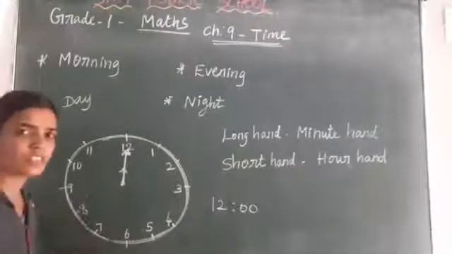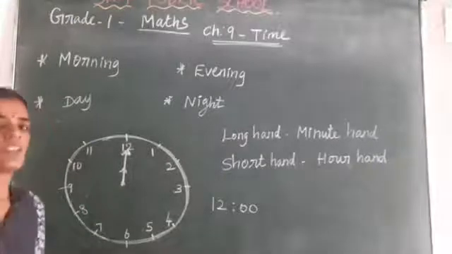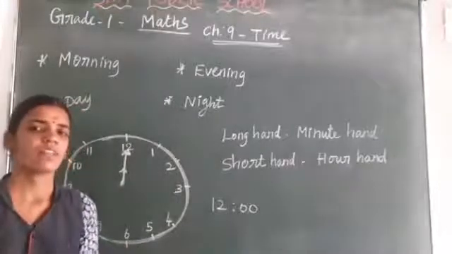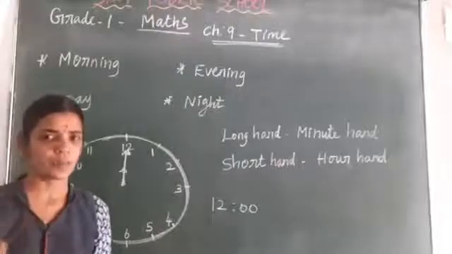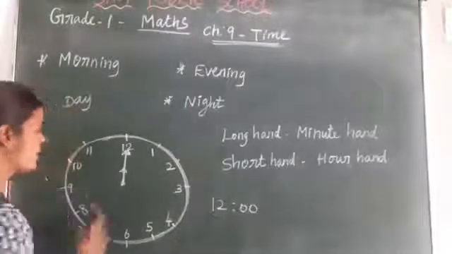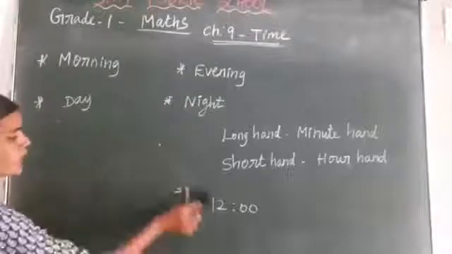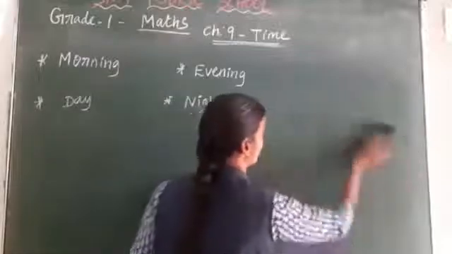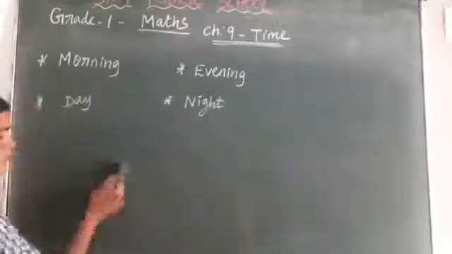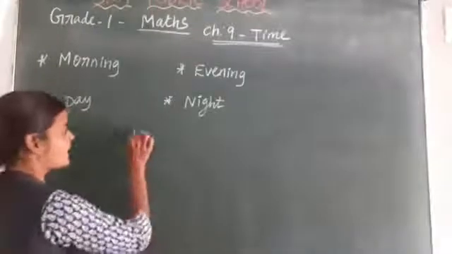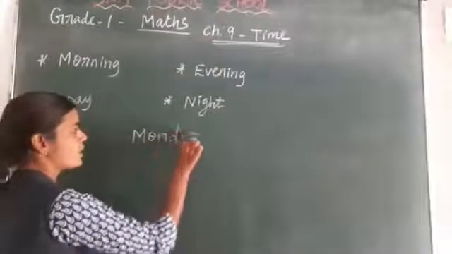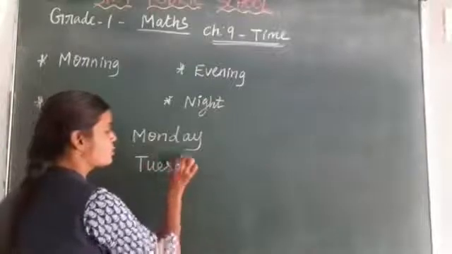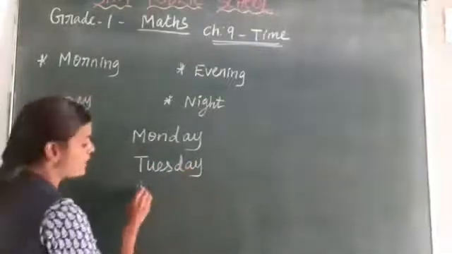Next one about time. What are the things? Yes, days of the week. What is the main concept in days of the week? What is the first day of the week, when you are coming to school? Yes, Monday. And the last day? Sunday. So Monday is the first day of the week. You have to learn the spelling of these days. Monday. Next, Tuesday. Next, Wednesday.